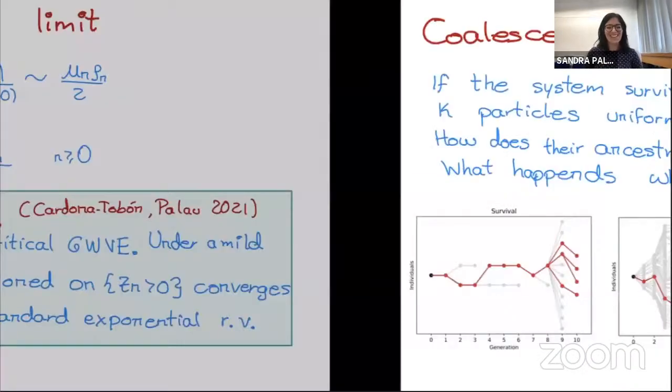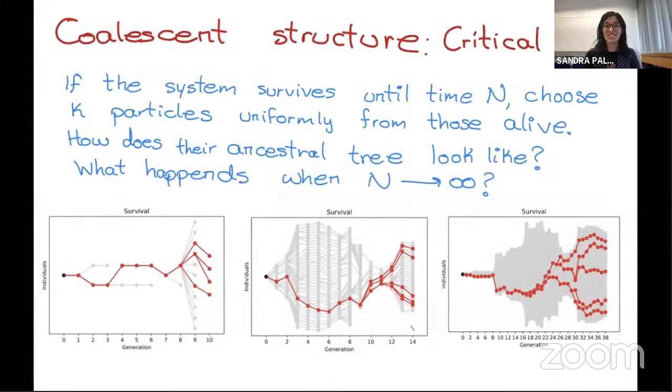Okay, so remember that I said that we want to see the genealogy of a sample in the future in our process. So what is this? We are going to work again with the critical case, and we are going to suppose that until time n, our process has survived, and we are going to choose k particles uniformly from those that are alive. And our question is, how does their ancestral tree look like? And what happens when n goes to infinity?